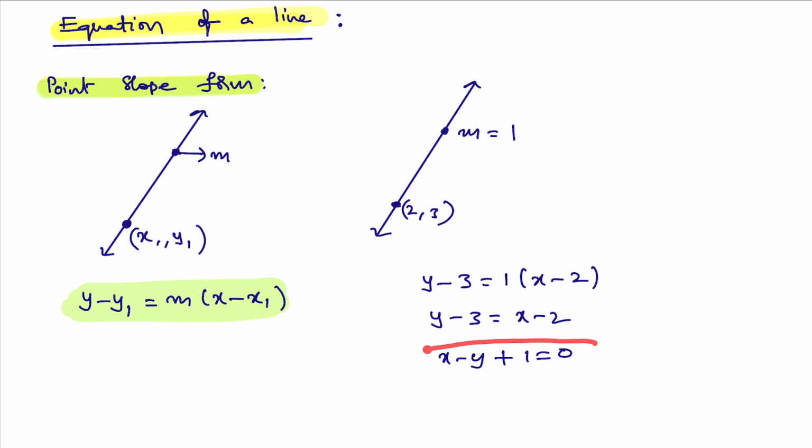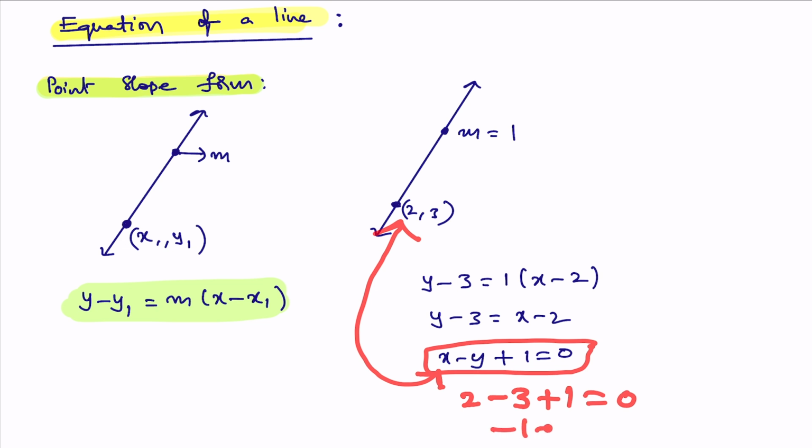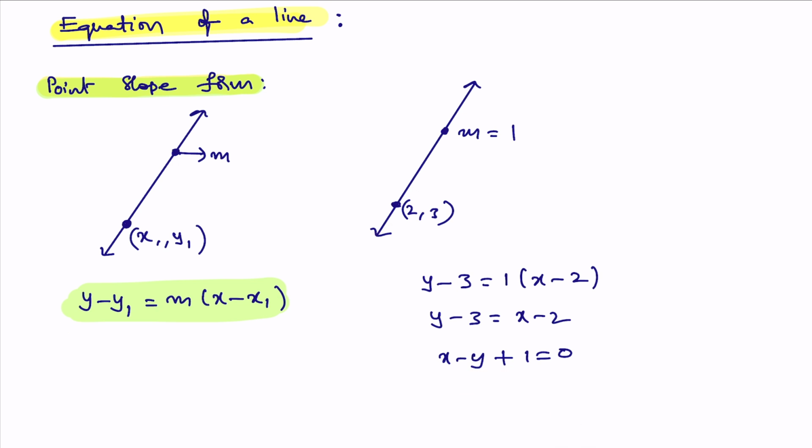You may have a doubt whether you got the correct answer or not. As this line is passing through this point, when you substitute 2, 3 in its equation, it must and should satisfy. In place of x you write 2, in place of y you write 3. You see here 2 minus 3 is minus 1 plus 1 equal to 0. 0 equal to 0. That means this point satisfies this. Right? So if you want to find a line equation, if you know one point on the line and the slope of the line, then you can find the line equation by using the formula y minus y1 equals m into x minus x1.